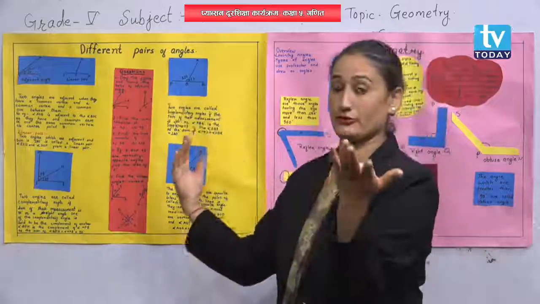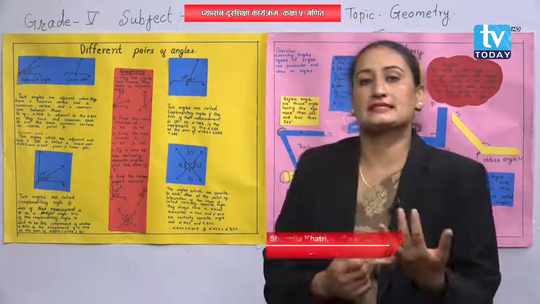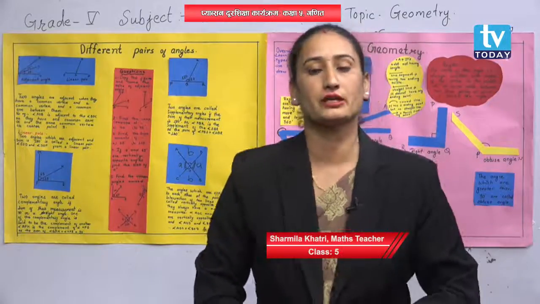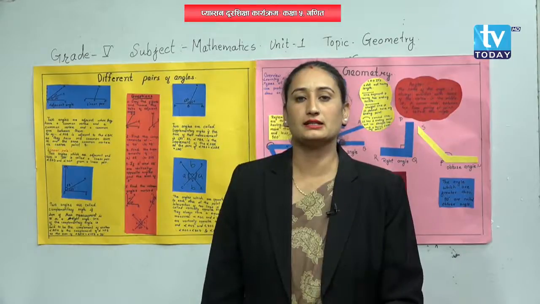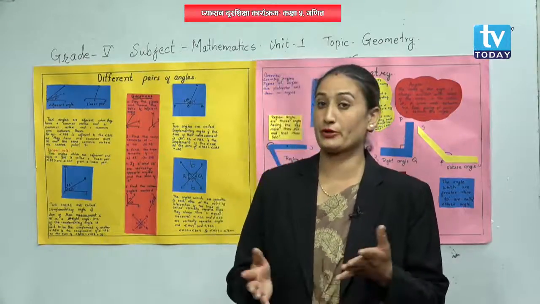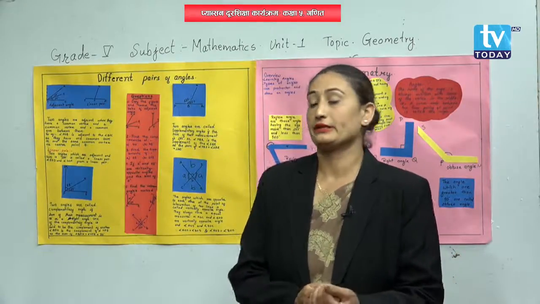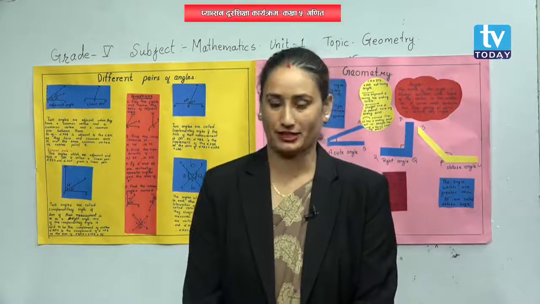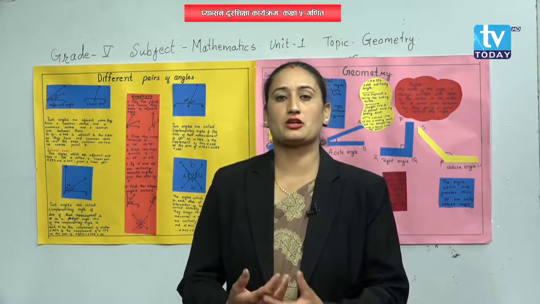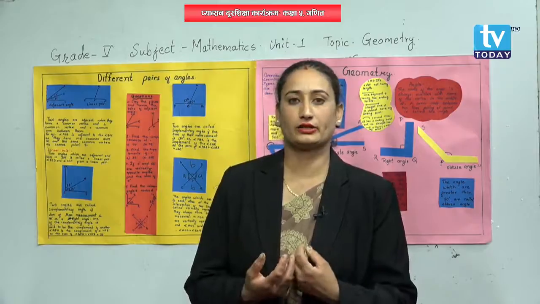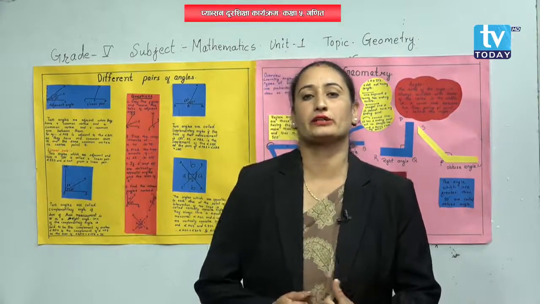Now let's review the different pairs of angles. Ready? We have learned adjacent angles. In adjacent angles, if the angles have a common vertex and a common arm, then we call it an adjacent angle. A linear pair is a straight line where we get 180 degrees as the sum. Then we learned about complementary angles: when the sum is exactly 90 degrees, we call it a complementary angle.